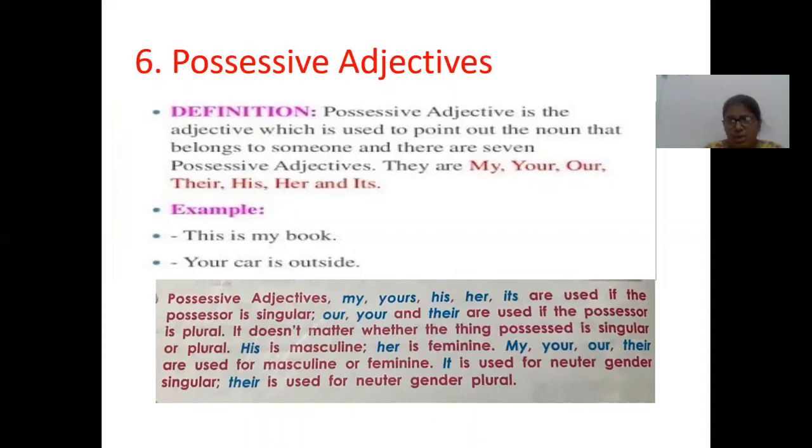His is used for masculine gender. Her is used for feminine gender. My, your, our, their are used for masculine or feminine. Its is used for neuter gender singular. Their is used for neuter gender plural. Neuter gender is neither masculine nor feminine. It is generally used for non-living things.